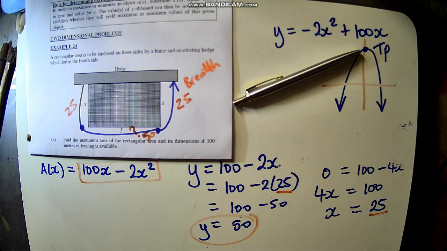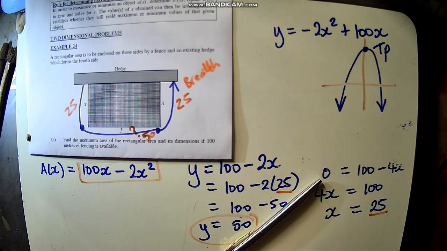So that point will be the maximum turning point. You agree? So for us to get a maximum, notice that we did let it equal to 0 after we did the derivative. We then got an answer of 25.